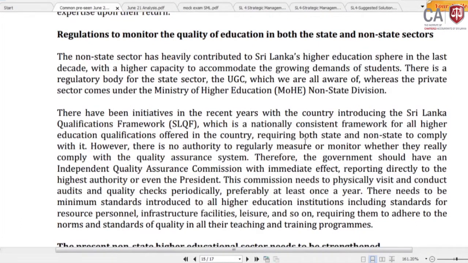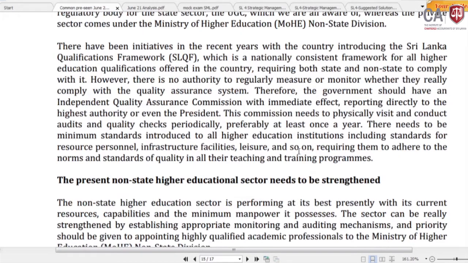Then there are the regulations to monitor the quality of education in both the state and non-state sectors. UGC is one of the institutes that closely monitors this. There was some initiative in recent years to introduce the Sri Lanka Qualification Framework, SLQF. So all these state and non-state universities and education institutes want to comply with this. However, there is no authority to regulate and monitor whether they comply with this quality assurance system.